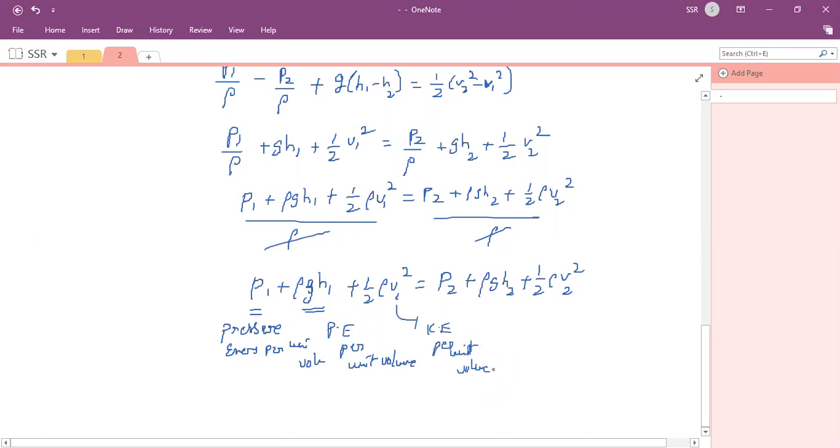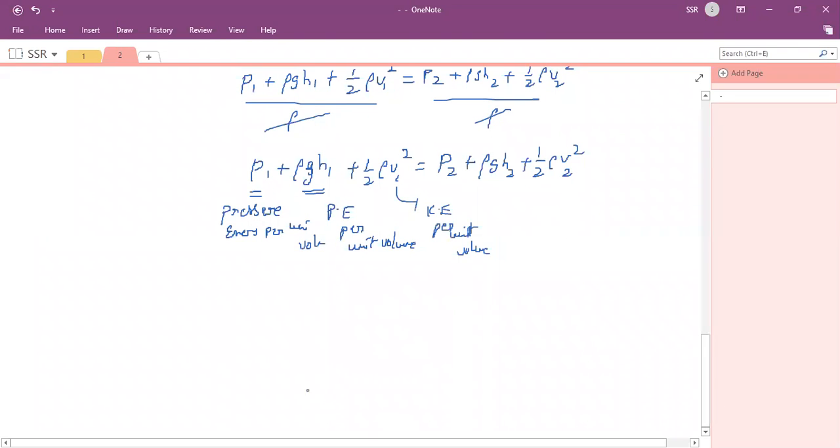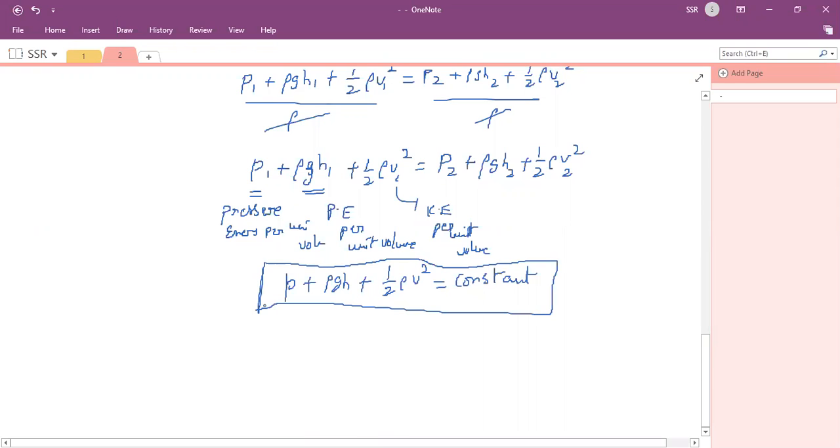Then what it is stating is that P1 plus rho gh1 plus half rho V1 square is equal to P2 plus rho gh2 plus half rho V2 square. From this we can say directly P plus rho gh plus half rho V square is equal to constant. Are you understanding this equation? This is Bernoulli's theorem: P plus rho gh plus half rho V square is equal to constant.